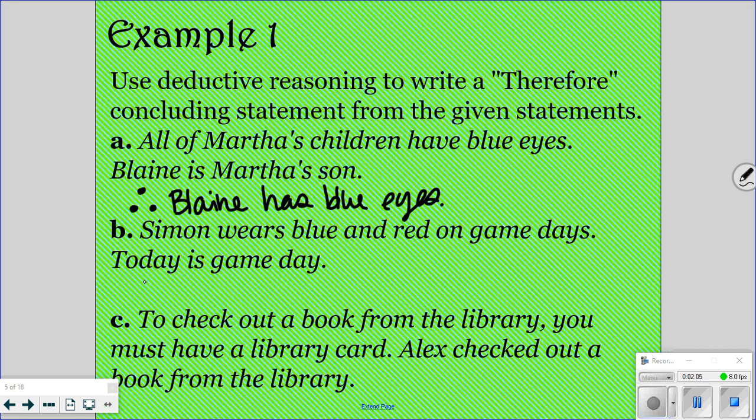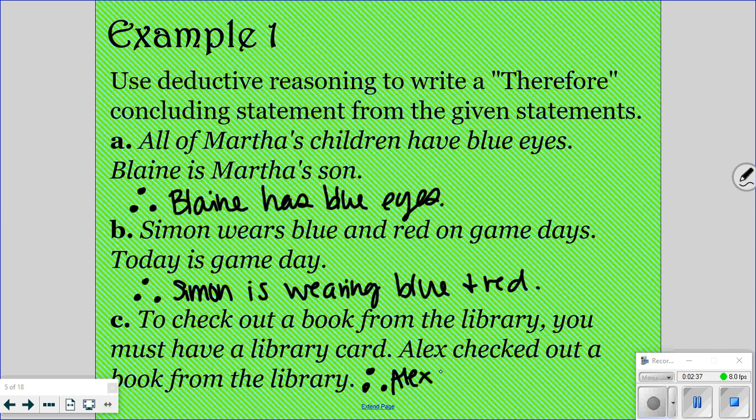Let's look at B. Simon wears blue and red on game days. Today is game day. Therefore, what do we know? Simon is wearing blue and red because it's a game day. Okay, looking at this next one. To check out a book from the library, you must have a library card. Alex checked out a book from the library. Therefore, what can we conclude about Alex? Alex has a library card. So that's how you can use deductive reasoning.